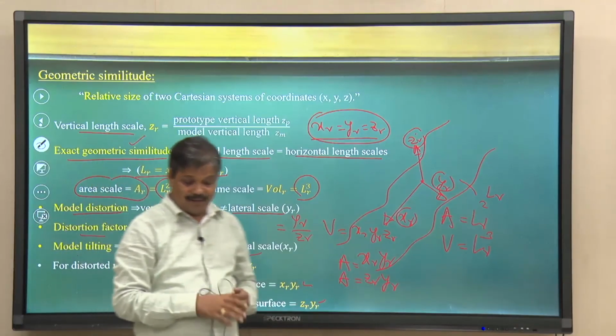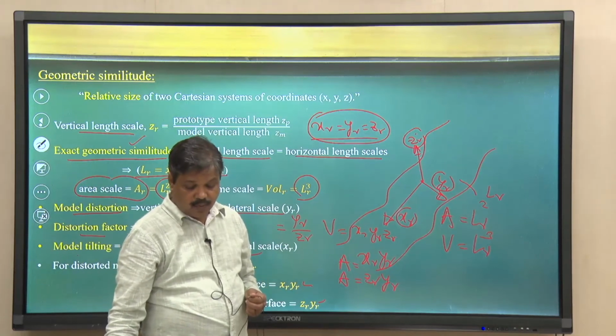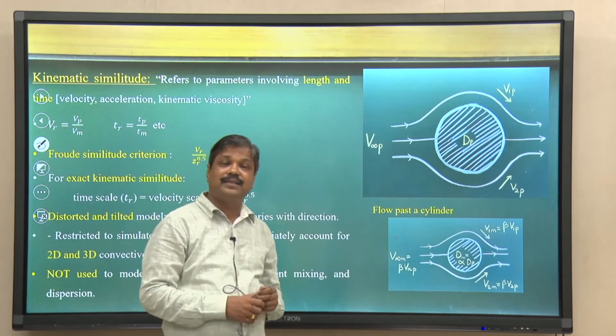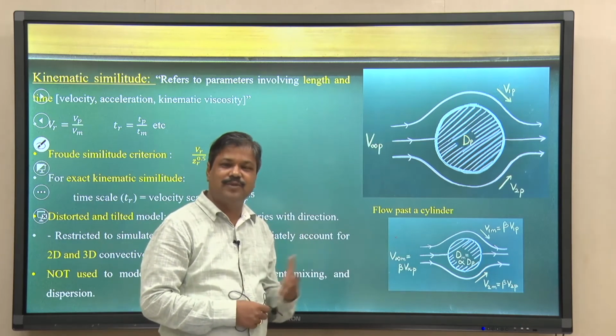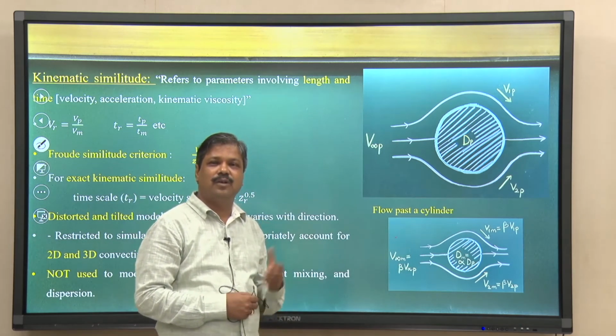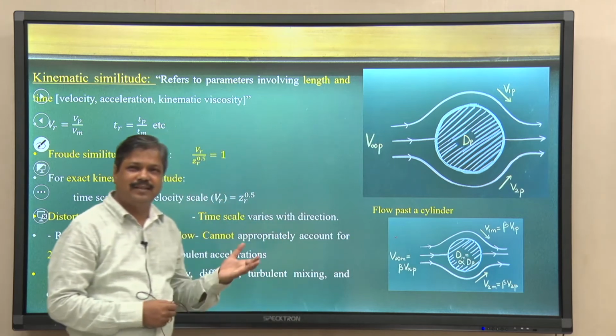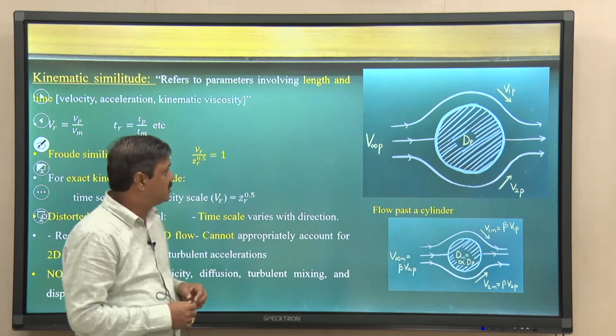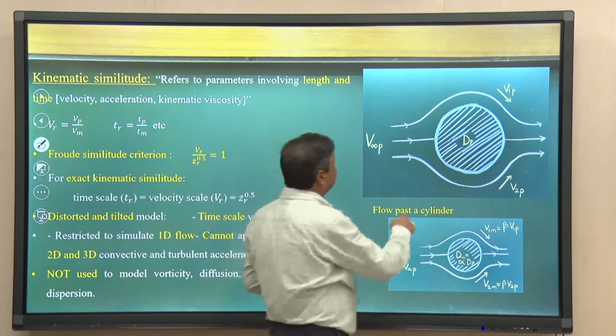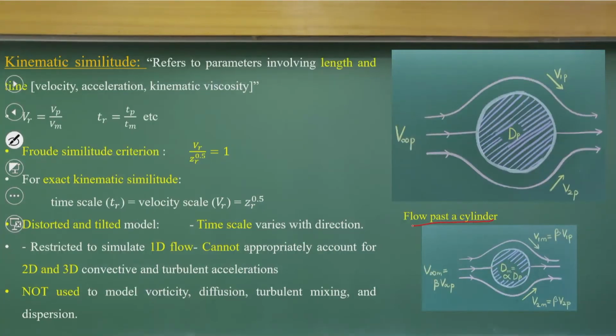Okay. Now, the next basic similitude is called kinematic similitude, as we discussed in dimensional analysis and similitude analysis in fluid mechanics. So, the same concept. Just as an example, take the flow past a cylinder. This is the original cylinder, or you can say a bridge pier, which is a cylindrical shape, and the flow is coming at it. This is the prototype level, showing how the streamlines and the velocity distributions are happening.